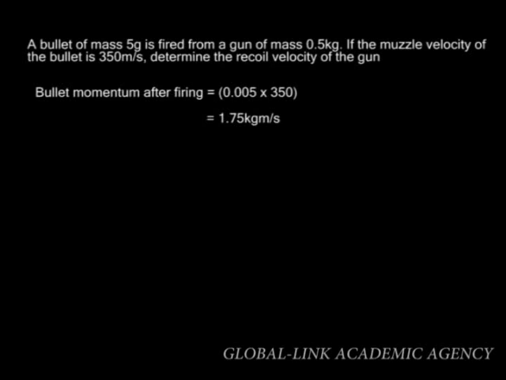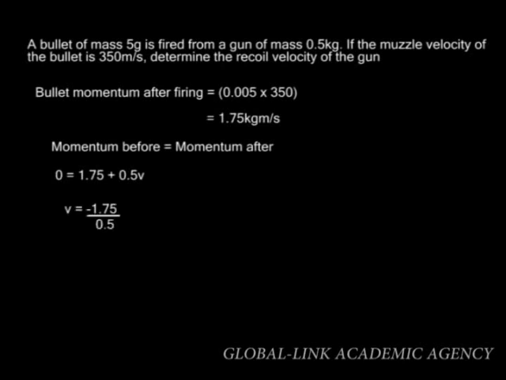But momentum before firing is equal to momentum after firing. Therefore 0, the momentum before firing, is equal to 1.75, the momentum of the bullet after firing, plus the momentum of the gun after firing, which is given by mass times velocity. So we shall have 0.5v, where v is the recoil velocity of the gun. Thus 0.5v is equal to minus 1.75, and v is equal to minus 3.5 meters per second. The recoil velocity is therefore 3.5 meters per second.